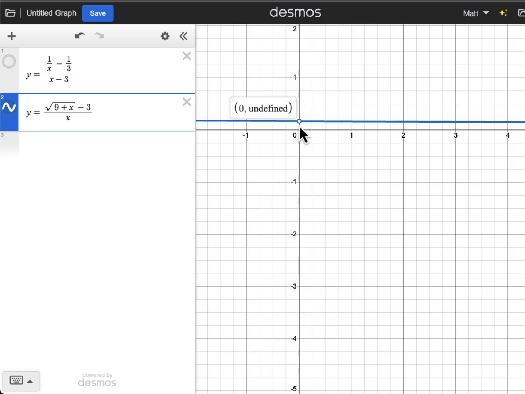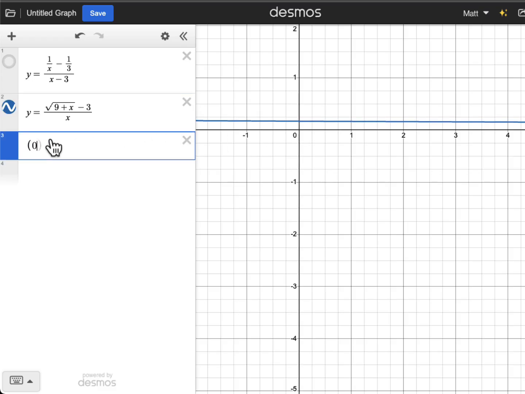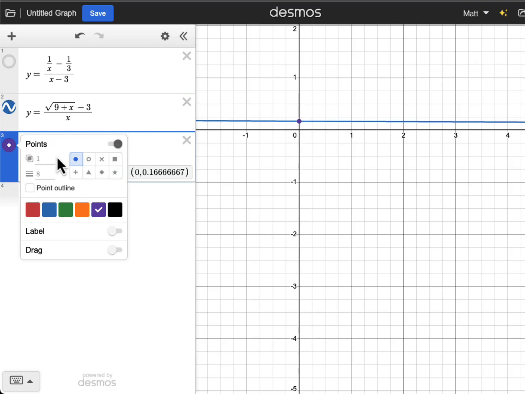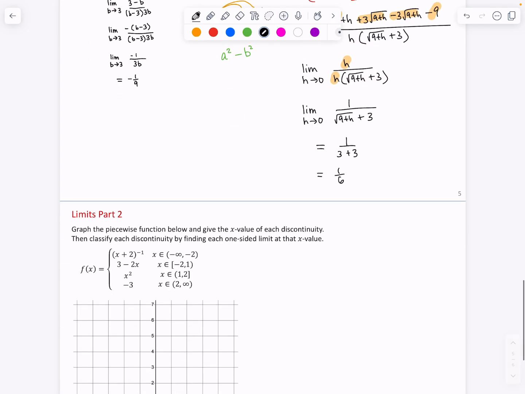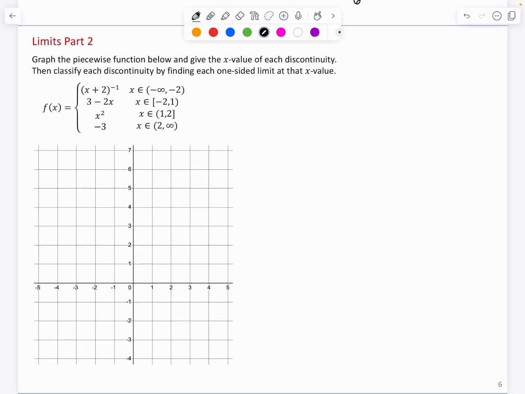Here is a graph of the function. I had to use x as the input variable instead of h. Sure enough, at 0 we have a removable discontinuity, and we just discovered that that missing point would have coordinates 0, 1/6. Okay, now let's go to the next page. Graph the piecewise function below and give the x value of each discontinuity. Then classify each discontinuity by finding each one-sided limit at that x value.